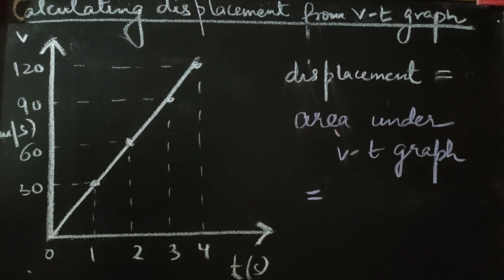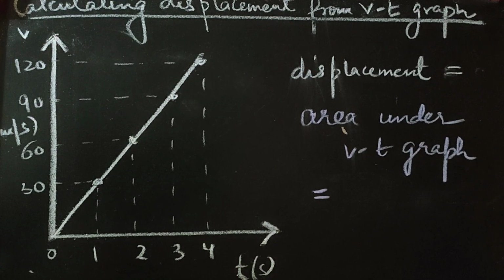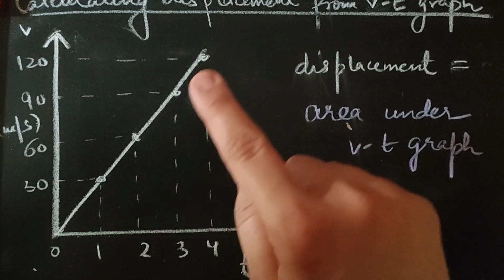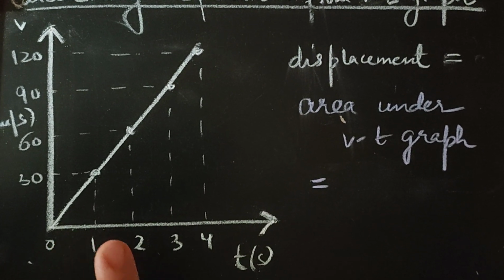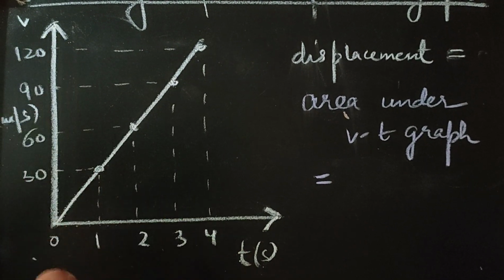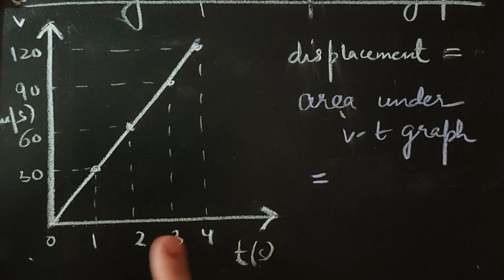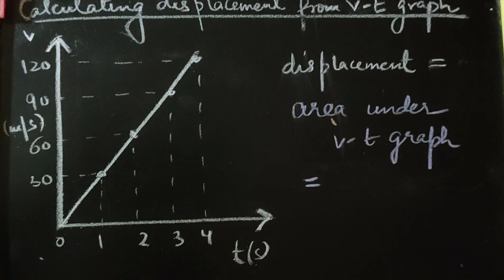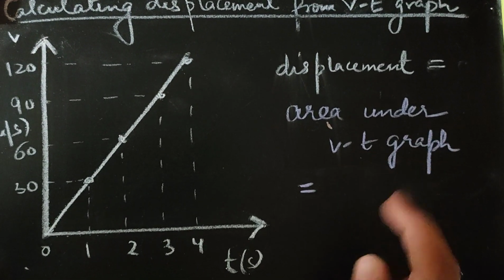This is the next situation given for calculating displacement from a VT graph. This time it's a graph representing uniform increase in velocity, or uniform acceleration. You can see after every 1 second the velocity of the object is increasing uniformly by 30 meter per second. So if we are given this graph and you have to calculate the total displacement or the total distance traveled by this object, we will calculate the area under this graph.